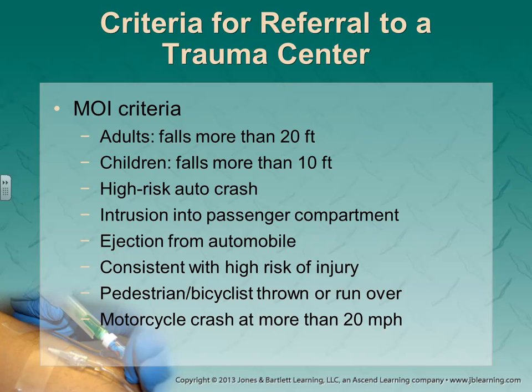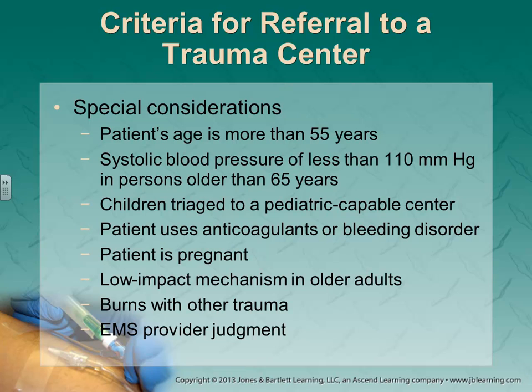Mechanism of injury alone can fall into the criteria for trauma center. Adults greater than 20 feet falls. Children falls more than 10 feet. A high-risk auto crash. Look at the mechanism of injury. Did somebody die? Did somebody get ejected? Was there severe forces involved in this injury? All right? If the patient's age is more than 55, we're looking at more, what type of injuries can their body even handle? What type of forces can their body even sustain? Systolic pressure of less than 110 in 65-year-old or older.